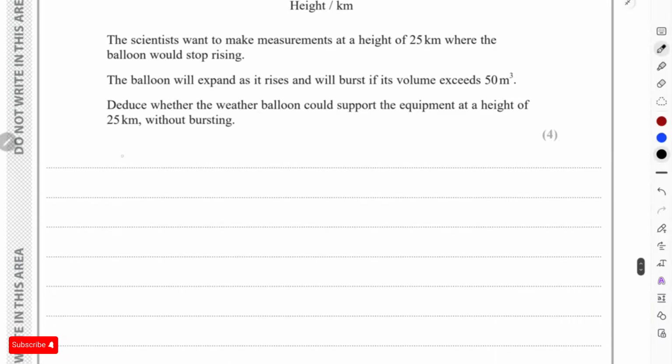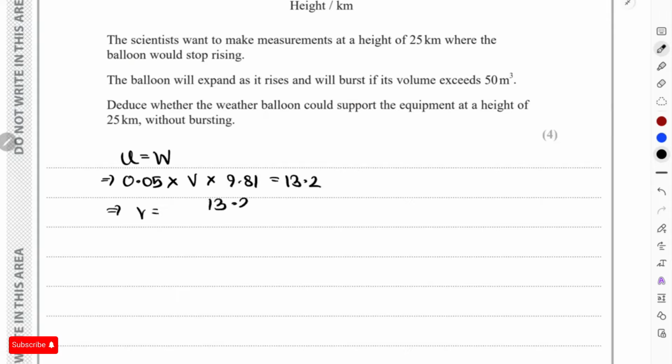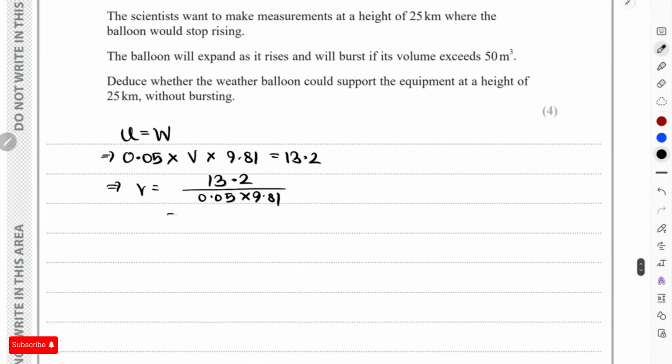So now you can write that upthrust is equal to weight. Then you can write upthrust was basically rho vg, right? Rho is 0.05, which you got from your graph at 25 kilometers. V is unknown, that is the one thing that you are supposed to calculate, right? g is 9.81 and the weight was 13.2. So for v, it's going to be 13.2 over 0.05 multiplied with 9.81. If you calculate this, you approximately get 26.9 meter cube.